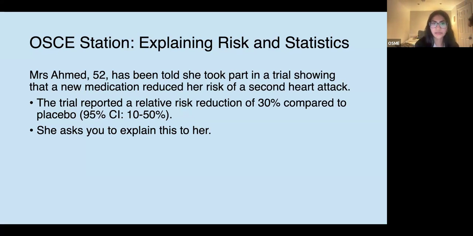Then if we explain the confidence interval, if she asks, we're saying that if this trial was done 100 times, then 95 times the reduction in risk will be between 10 and 50%. And so we can be confident that it is a beneficial drug because this whole confidence interval is greater than zero. But it's just a wide range of how beneficial it is.